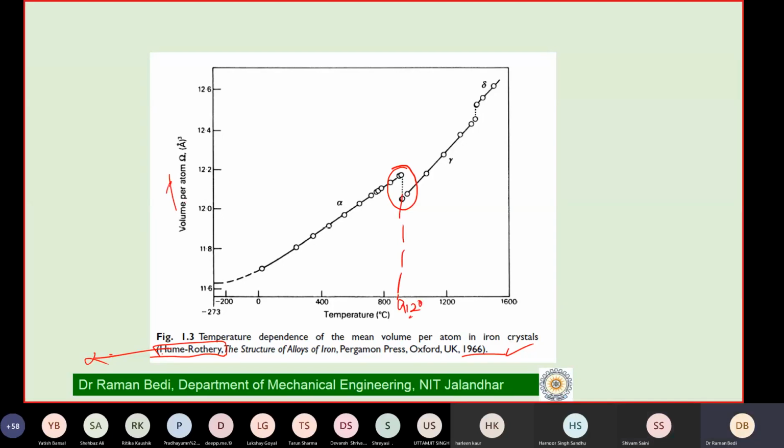This is volume per atom in angstrom cube. So we find here that there is a dip, and I already told you that you can actually measure this temperature, because for pure iron it happens to be 912, whereas for steel, when you keep on alloying it, this keeps on changing. For any composition, you can find it by plotting this curve. Wherever this sharp dip is, we say that is the transformation temperature for steel. Is it right? Yes, sir.